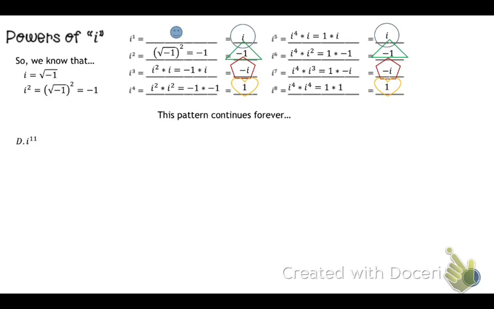So let's look at i to the 11th. I know i to the 11th, that's i to the 4th times i to the 4th times i cubed. And I want to break them into the fourths as much as I can. So that's 1 times negative i, which is negative i.